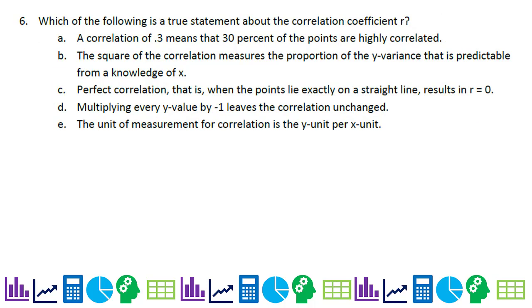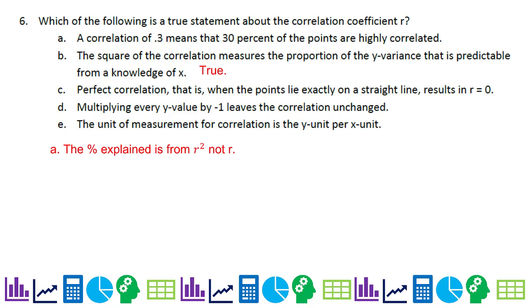Number 6, which of the following is a true statement about the correlation coefficient? So first one, it says a correlation of 0.3 means 30% of the points are highly correlated. Actually, the percent explained is from R squared, not R, which basically is what statement B is, right? So B is true. The square of the correlation measures the proportion of the Y variance that is predictable from a knowledge of X.